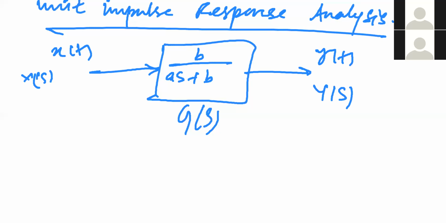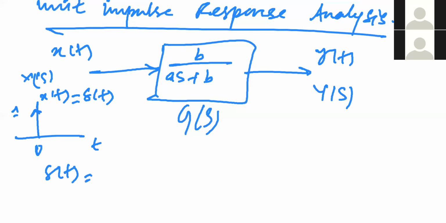So how is it represented? It is represented like this: x(t) is equal to delta of t. Delta means that it is equal to 1 at t equal to 0, and elsewhere it is equal to 0. So delta of t is equal to 1 at t equal to 0, and equal to 0 at every other point.